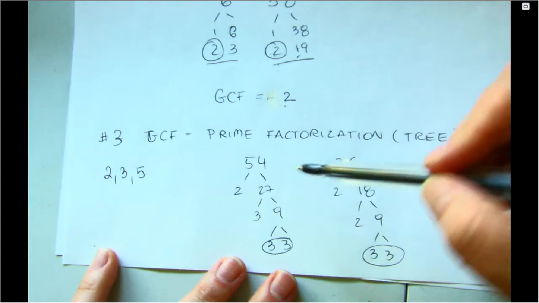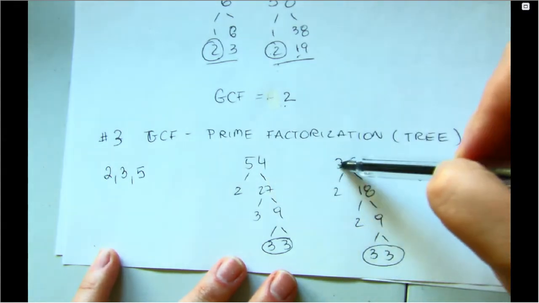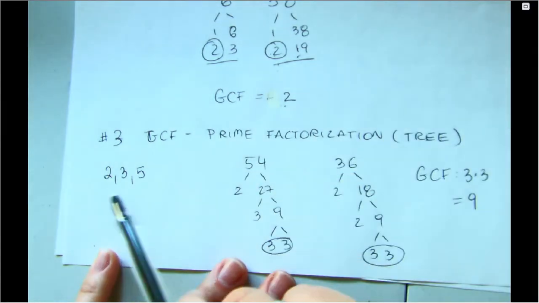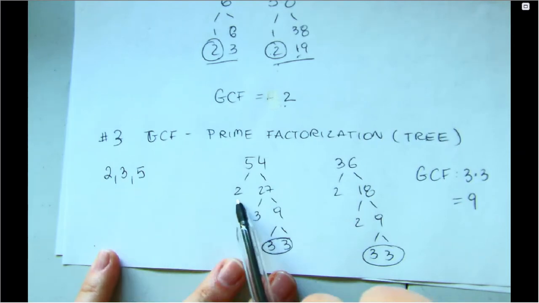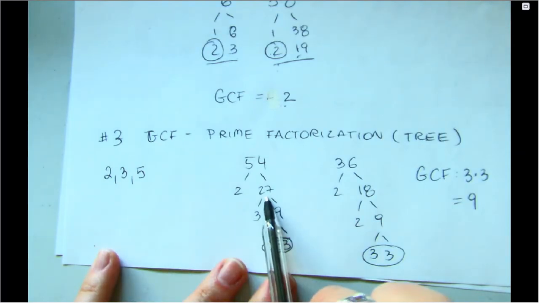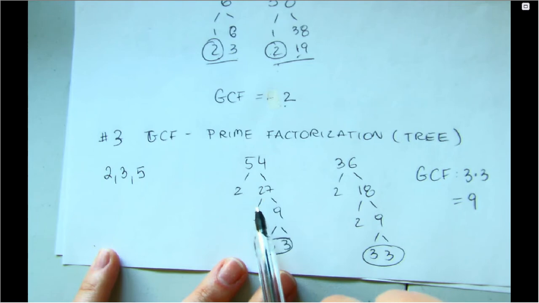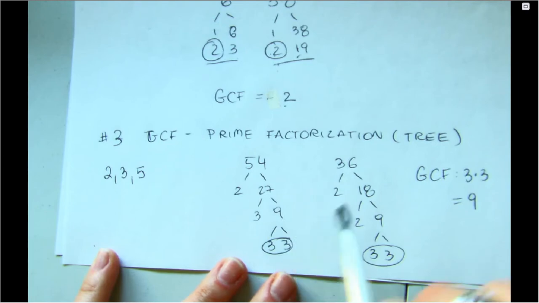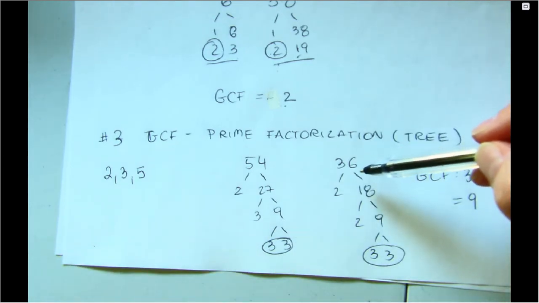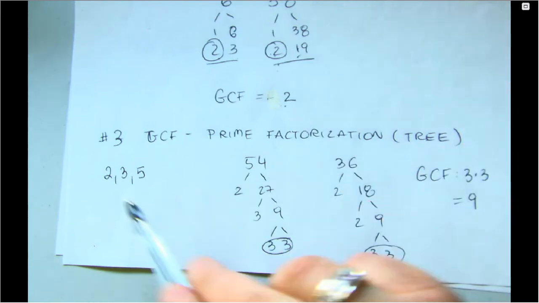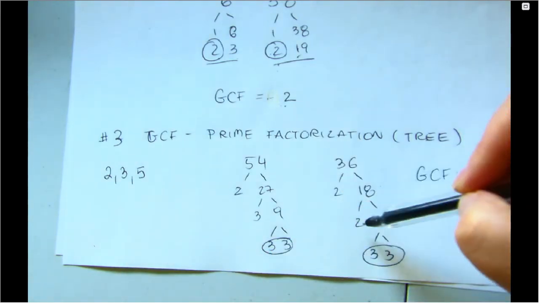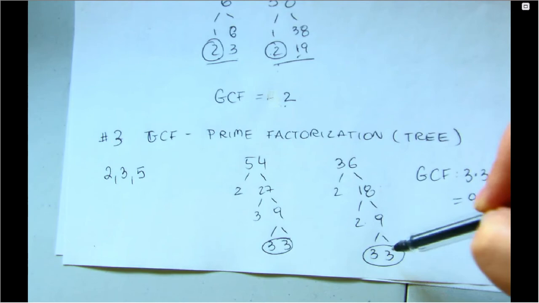So you make your tree. We had two numbers, 54 and 36. So first prime number, I'm going to try the smallest one, 2. 54 divided by 2 is 27. Then 2 is already prime, so I cannot go lower than that. 27, I cannot divide it by 2, but I can divide it by 3, and that's going to give me 9. And 9 is 3 and 3. Okay, same thing I do with 36. 36 divided by 2, the first prime number, is 18. 18 divided by 2 is 9. 9 is 3 and 3.